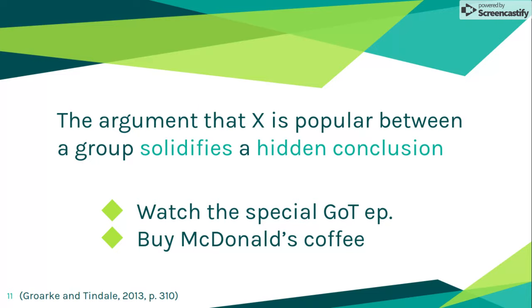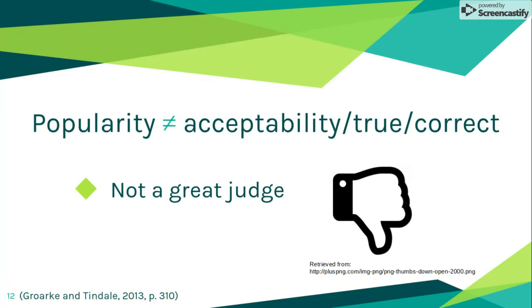So again, moving on, this is also problematic because popularity in the real world, essentially, does not equal acceptability or making it true or correct. So just because everybody does something does not mean that's the right thing to do. If you surrounded yourself with a bunch of people who all, for example, I'm going to take this to the extreme, jumped off the CN Tower, just because it's popular and everyone's doing it does not mean it's acceptable or the right thing to do. So that's not a very good judge.